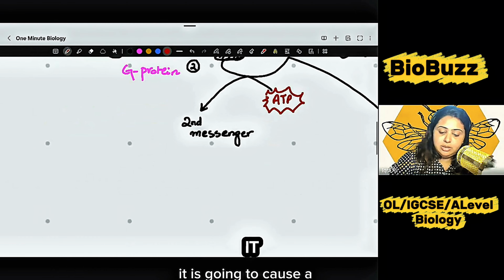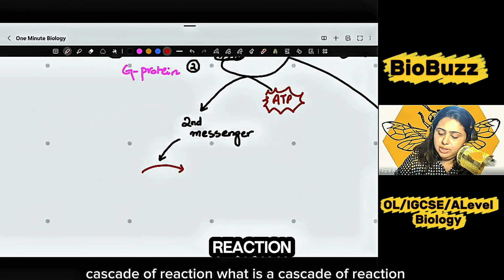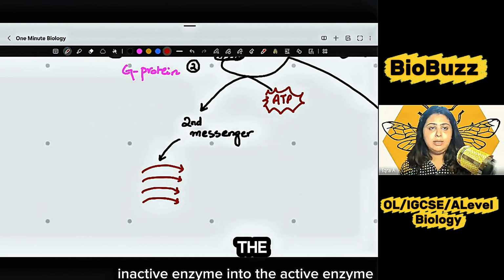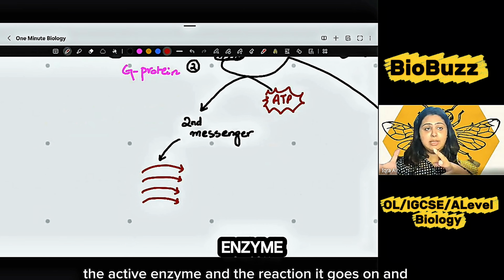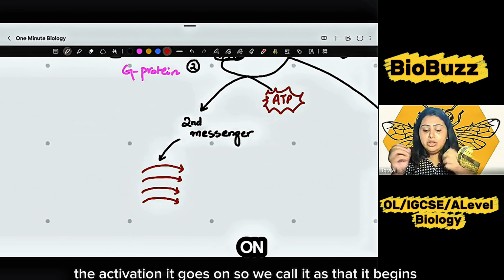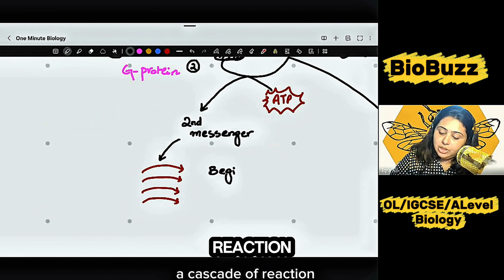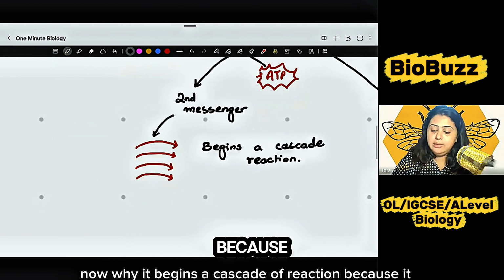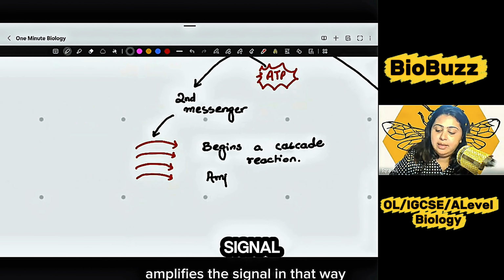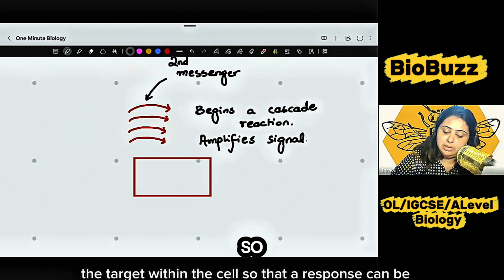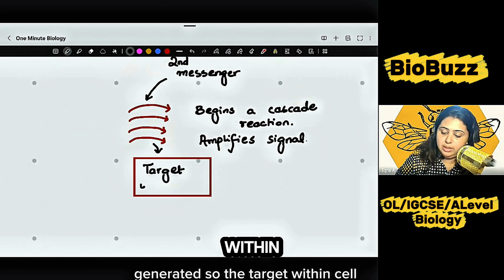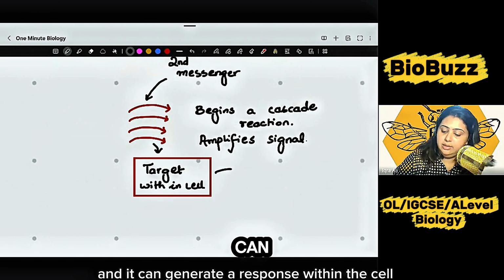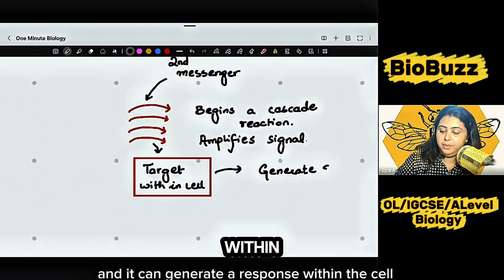Now, the second messenger is going to cause a cascade of reactions. What is a cascade of reactions? It is going to convert an inactive enzyme into an active enzyme. Then that active enzyme is going to convert another inactive enzyme to an active enzyme, and the reaction goes on, and the activation goes on. So we say that it begins a cascade of reactions. Why does it begin a cascade of reactions? Because it amplifies the signal in that way, and the signal is so amplified that it reaches the target within the cell, and hits the target so that a response can be generated within the cell.